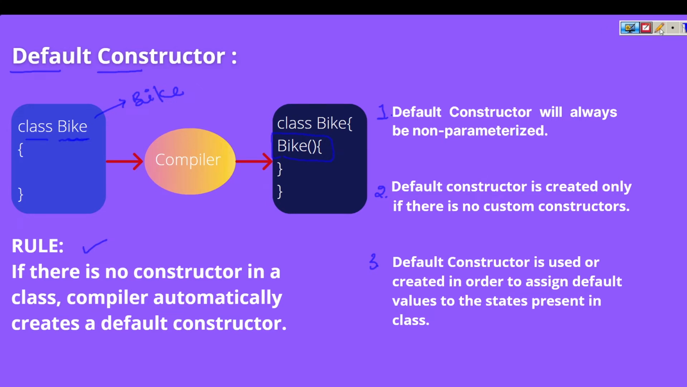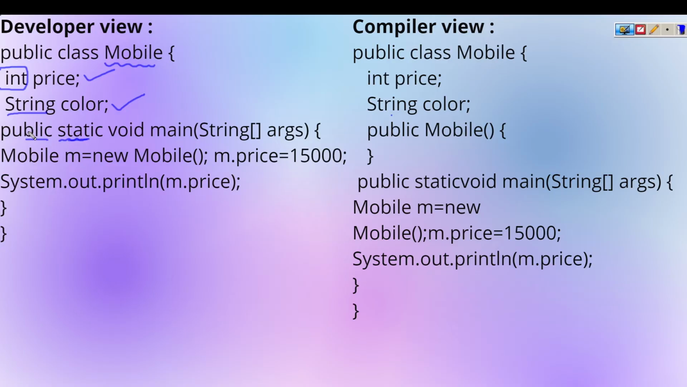Let us see an example for the default constructor. Now let us see how the program is written in the developer's view and how the compiler sees it if it is a default constructor. For example, we have a class called Mobile. For this Mobile, you have two data members: one is price and one is color. The data type for price is int. The data type for color is String. Public static void main, String args, is the main function. Here we have written Mobile yum equals new Mobile. Using the new keyword, we have created the object. So this is object creation.